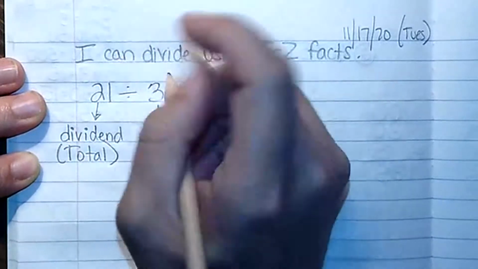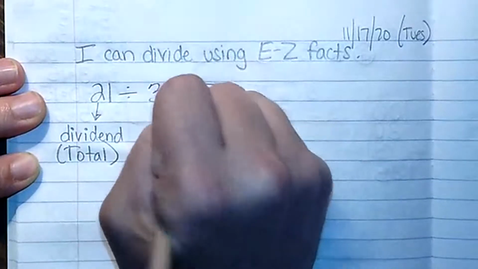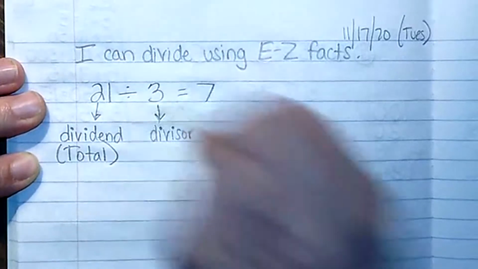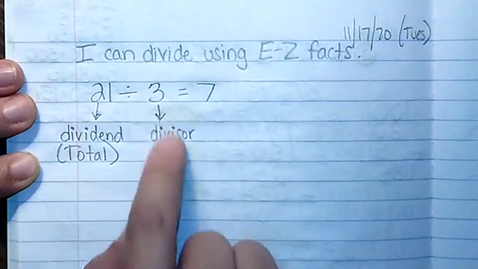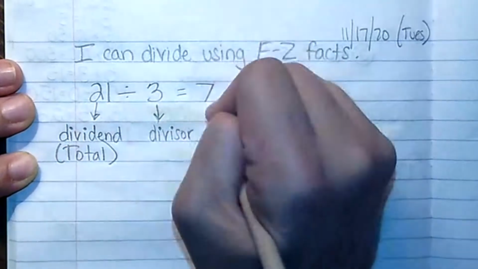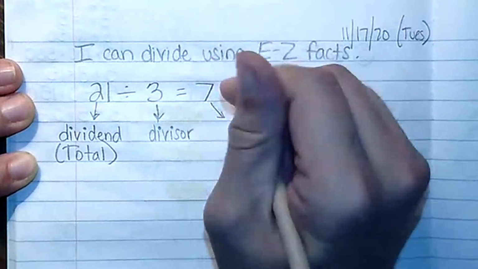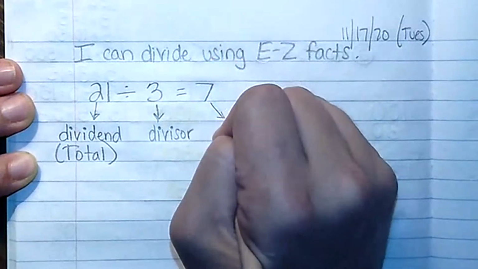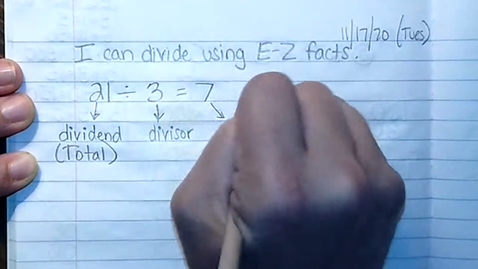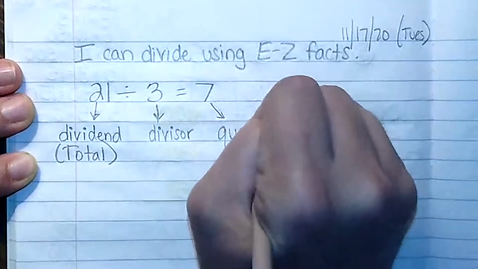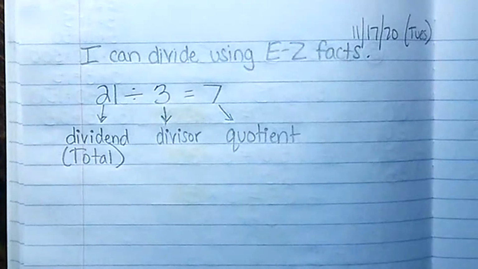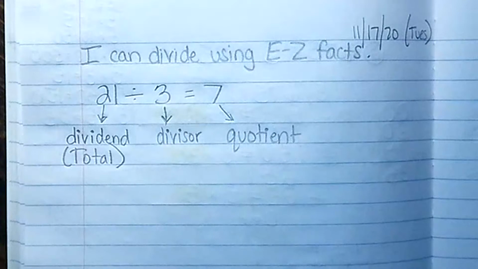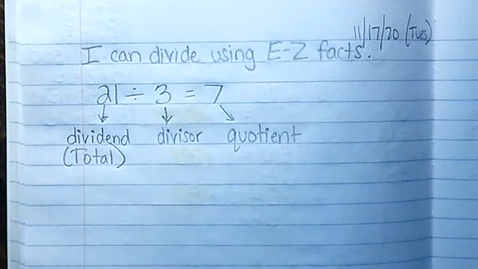The number you're splitting it into is called your divisor. So your dividend is your total. Your divisor is the number we're splitting it by. And lastly, we have the answer to a division sentence, and that's called the quotient. So if you see some numbers and it says, what is the quotient to this problem? It means they want you to divide it. If they say, what is the product? It means you have to multiply.